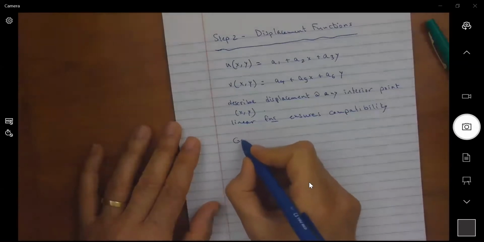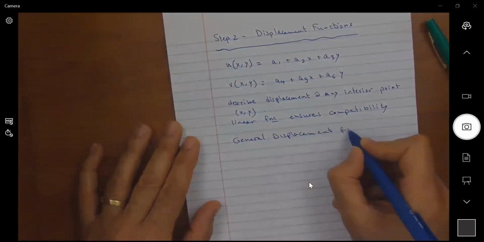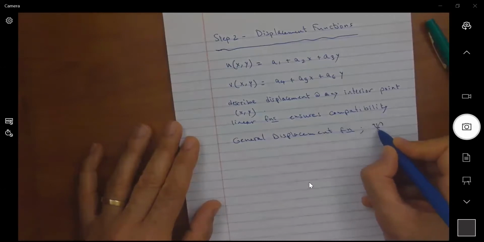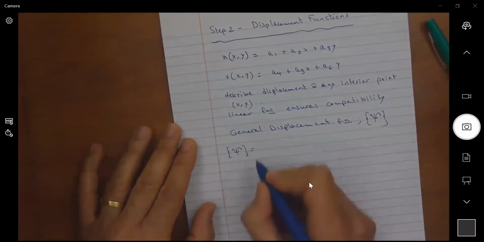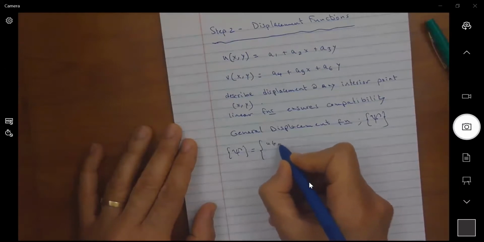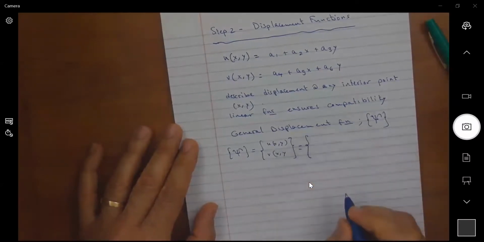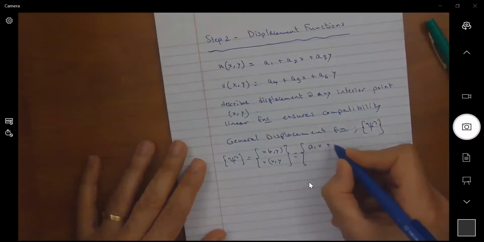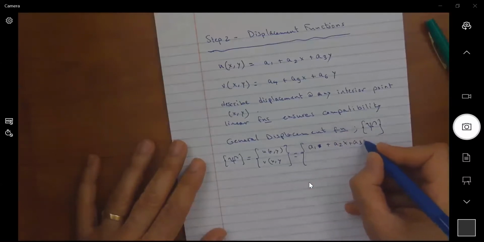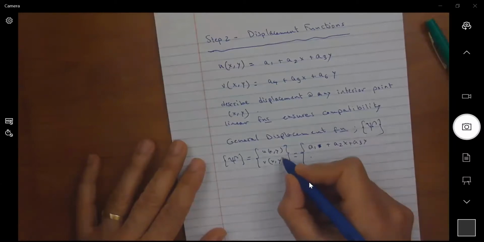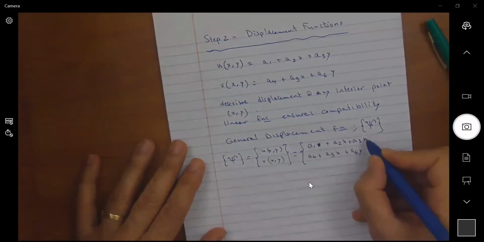If I want to use a general displacement function, I will call it C. C is equal to U of X and Y and V of X and Y, where U of X and Y is equal to A1 plus A2X plus A3Y, and V of X and Y is equal to A4 plus A5X plus A6Y.